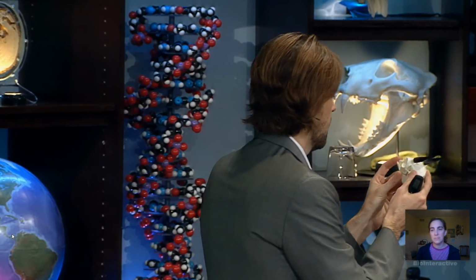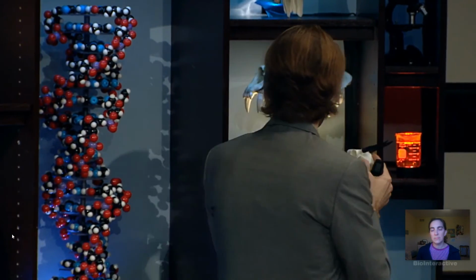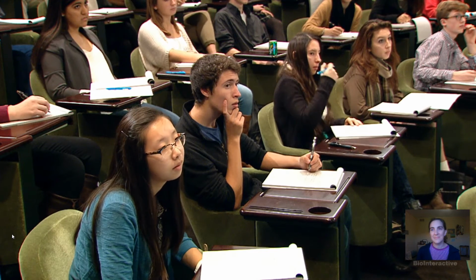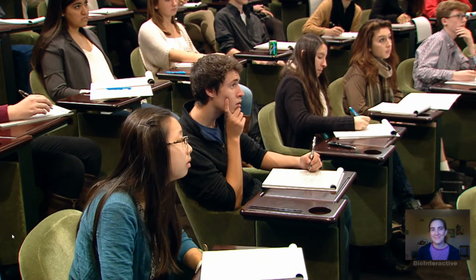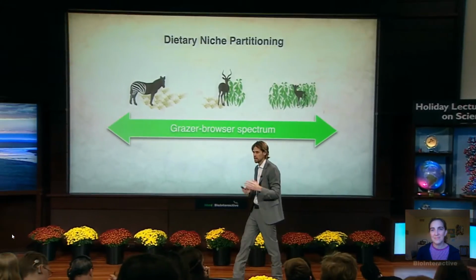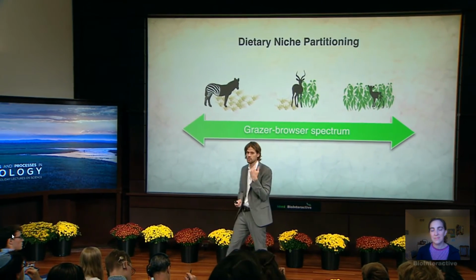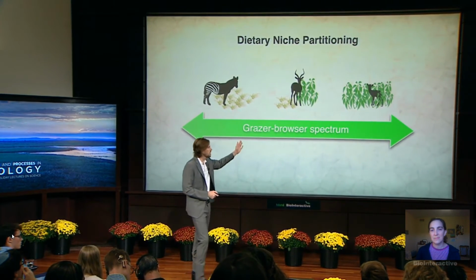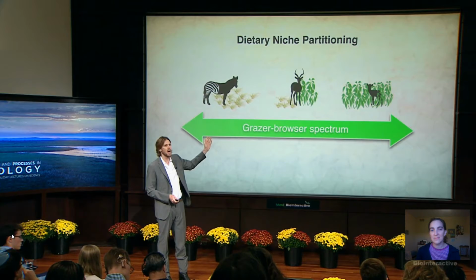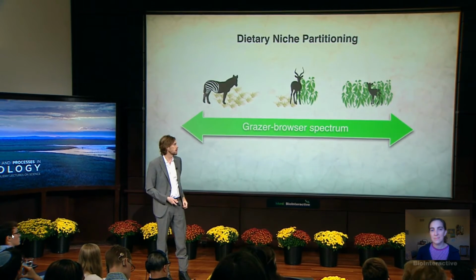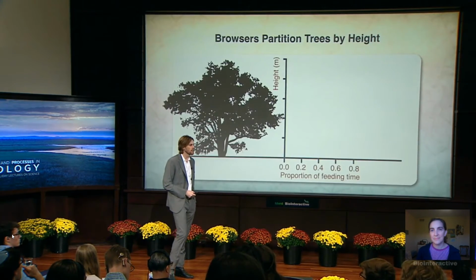So that's dik-dik, and if we were to look at the cranial morphology and the teeth of that replica, we'd be able to see adaptations to a browsing lifestyle, or rather, we'd be able to see the absence of adaptations to a grazing lifestyle. And then in the middle, we have what we call mixed feeders. So this impala might eat a 50-50 mix of both grasses and browse. Okay, so that's the grazer-browser spectrum.